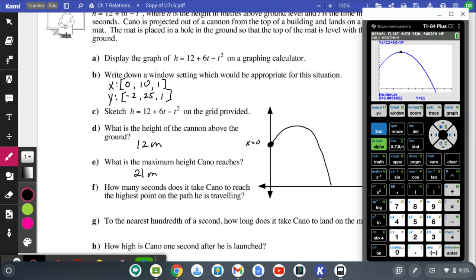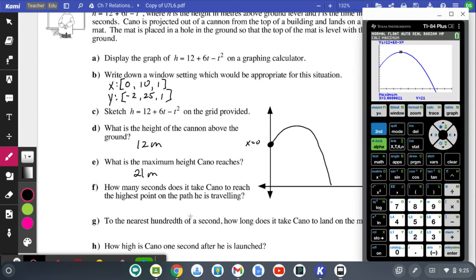Can't you just do that for the height too? You just go to your table and look for the biggest. You could, but if it was a 2.5 and you don't have 2.5 on your x side, you wouldn't find it. So much better to use calculate maximum. Okay, so we learned something today. There's a maximum and you can find it. Same thing with minimum.